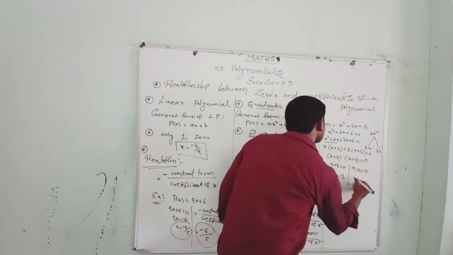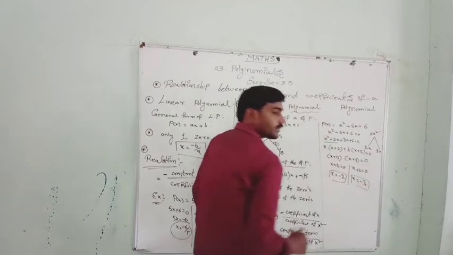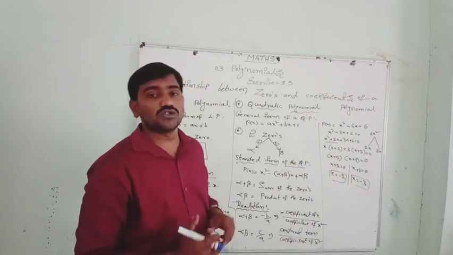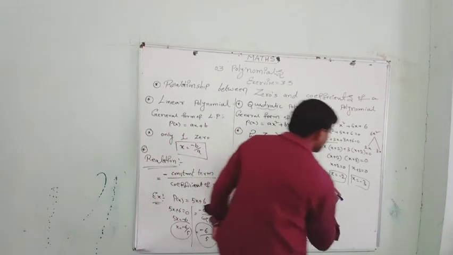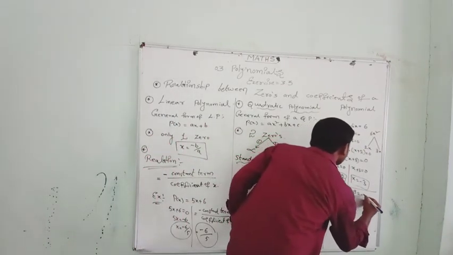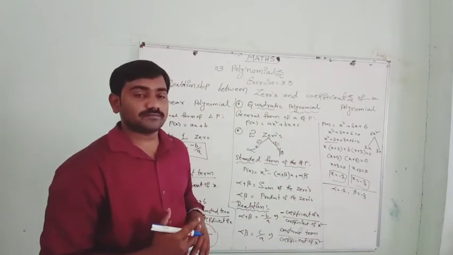X equal to minus 2, x equal to minus 3. Okay, you got 2 zeros here, that is minus 2 and minus 3. By solving we got these 2 zeros. So let us assume these zeros: one zero, alpha equal to minus 2, and the other one, beta equal to minus 3.